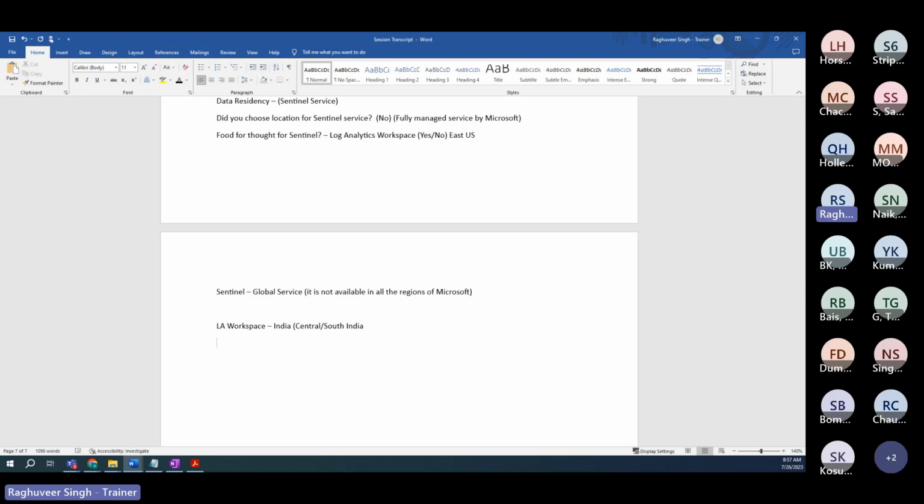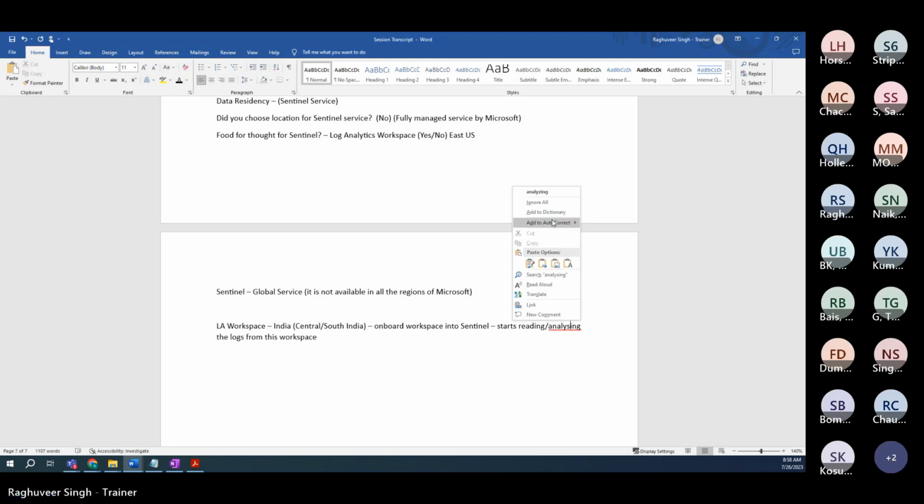And then you enable Sentinel. So you have a log analytics workspace in India, which is Central or South India, and then you onboard this workspace into Sentinel. Sentinel starts reading or analyzing the logs from this workspace. Sentinel starts doing its job.